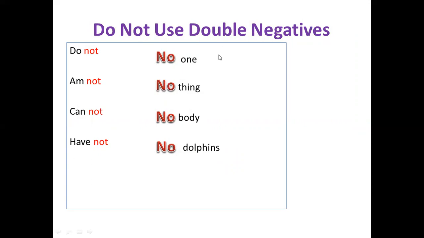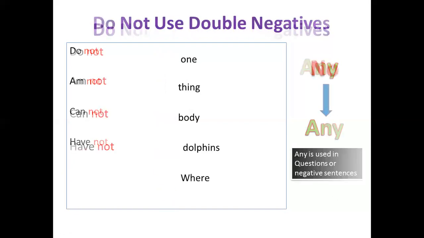Now, in these kinds of sentences where you have not and no one, not and nothing, not and nobody, or not and no dolphins, you can simply change no one, nothing, nobody and no dolphins into any. Okay, so you have to replace no with any and it becomes correct, because we use any only when we ask questions or when we are using negative sentences. So since we already have not with do, not with am, not with can, and not with have, there's no need to add another no to one and to thing and to body and to dolphins. So it should be like this. These no's would be replaced by any.